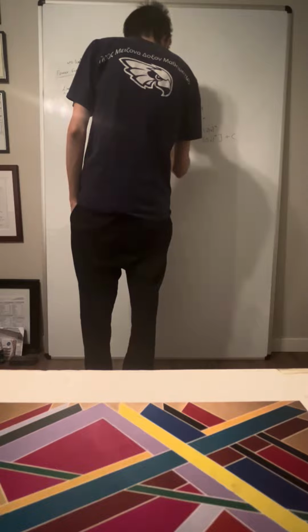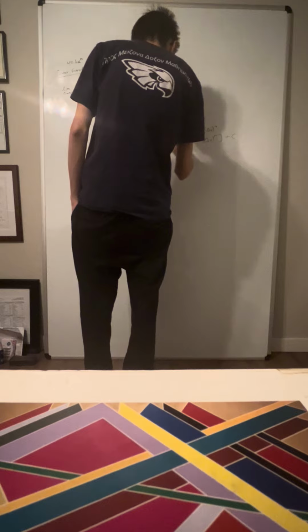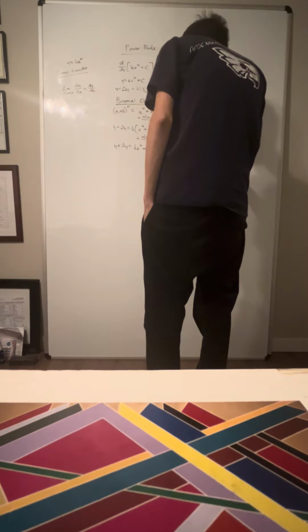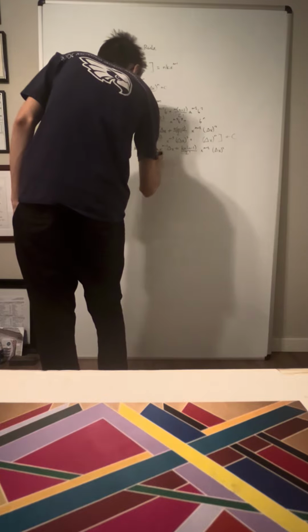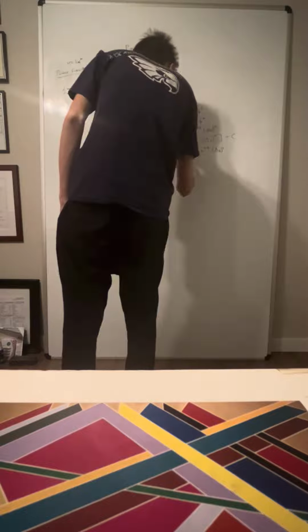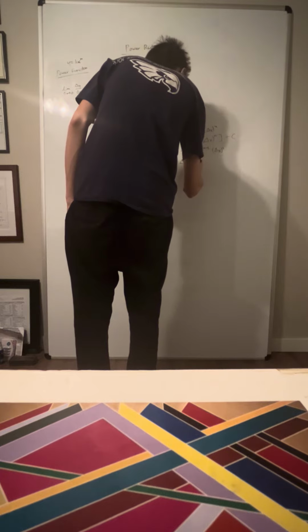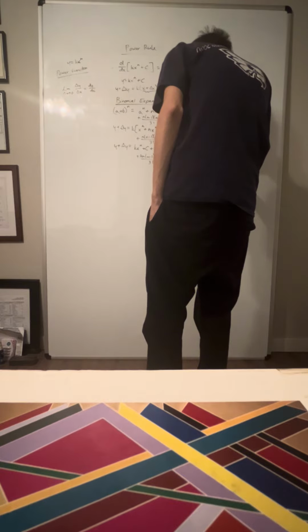So plus kn times x to the n minus 1 delta x plus kn times n minus 1 over 2 factorial times x to the n minus 2 times delta x squared plus kn times n minus 1 times n minus 2 over 3 factorial times x to the n minus 3 times delta x cubed plus all the way down to our k times delta x to the n piece.